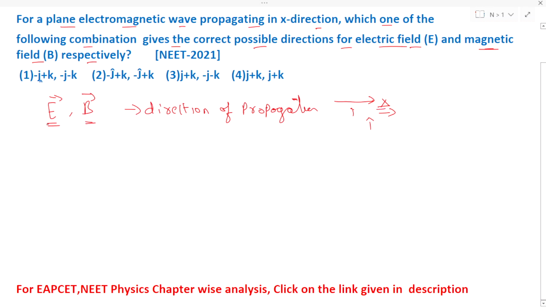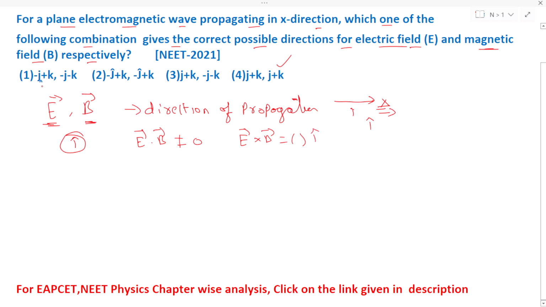That means E bar and B bar should not consist of the I cap unit vector. If you see the options, all four options don't consist of I cap. Next, E bar and B bar are perpendicular, that means the dot product of E bar and B bar should be equal to 0, and the cross product of E bar and B bar should be along the direction of propagation, that is I cap. That is, E bar cross B bar should be some number times I cap.